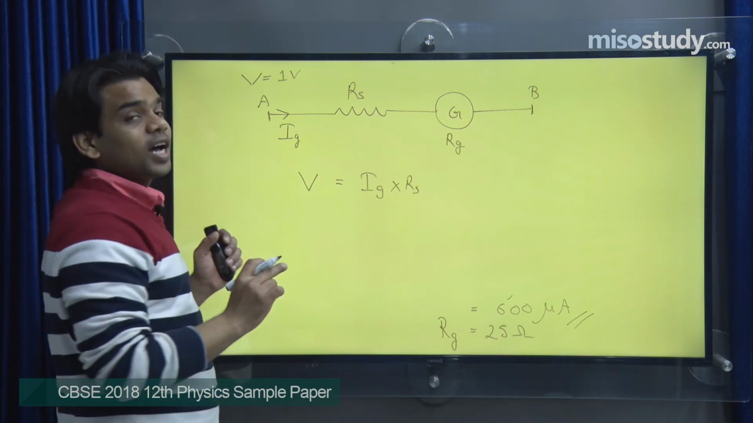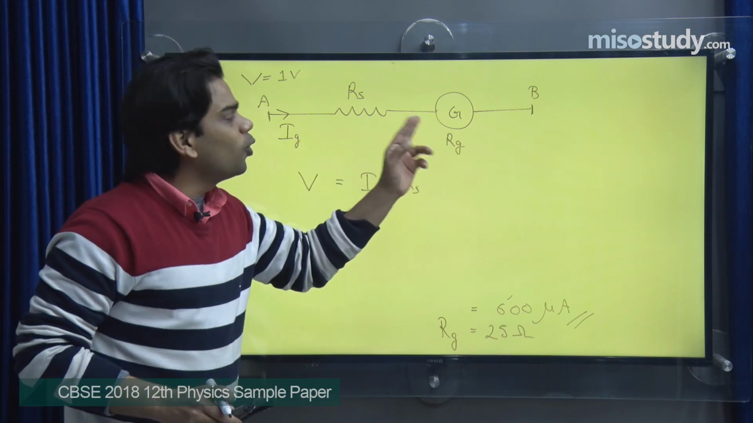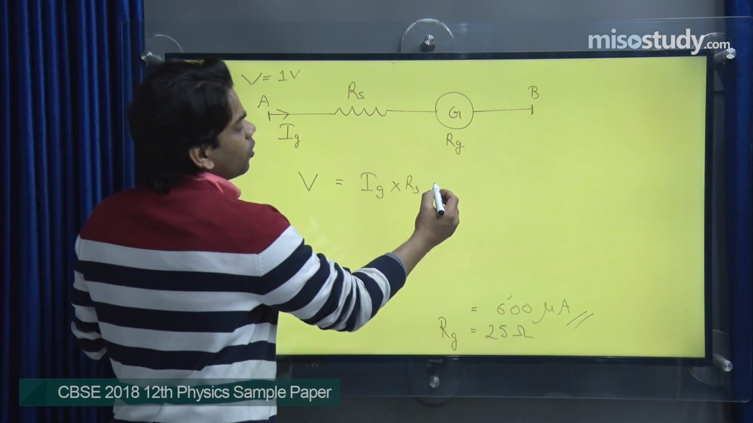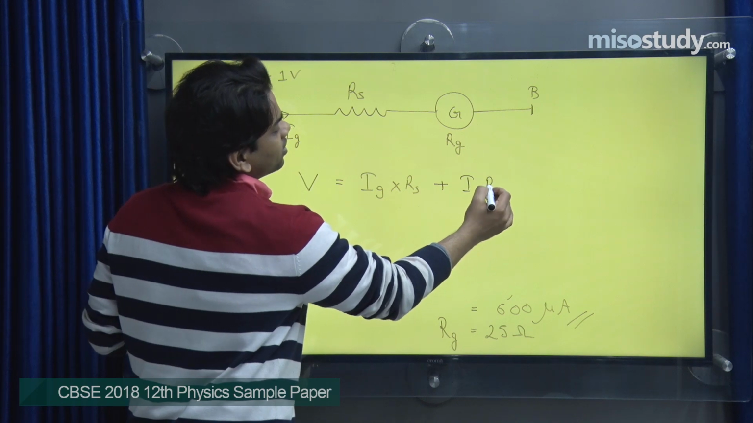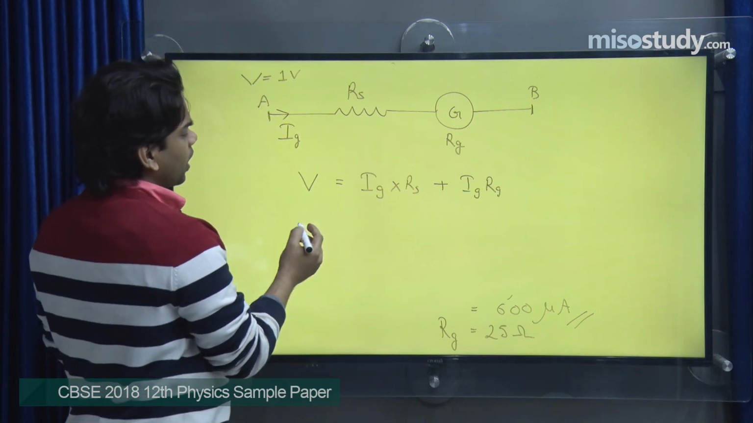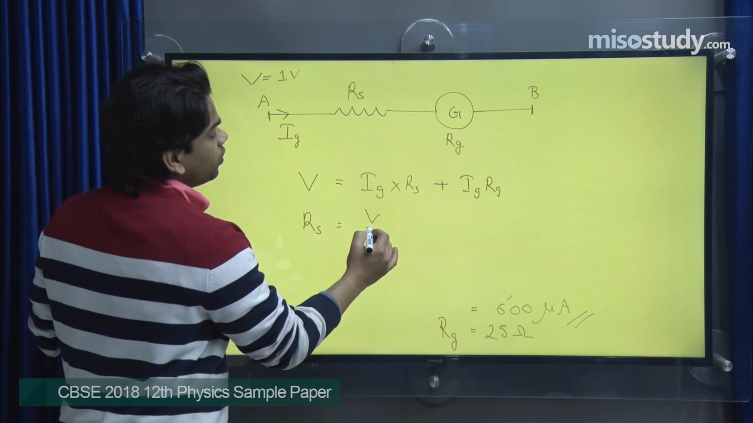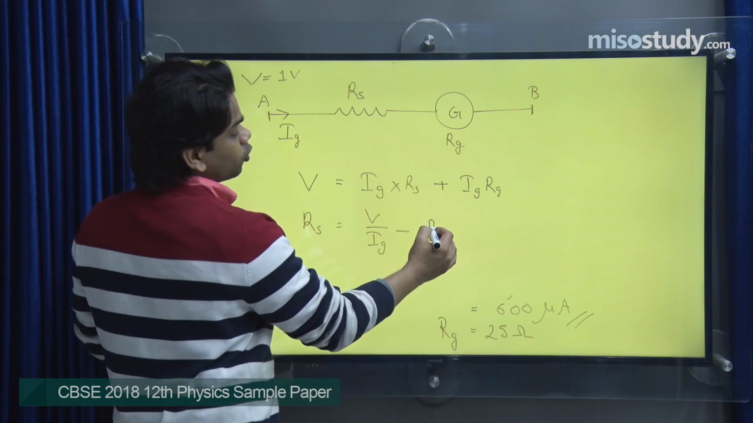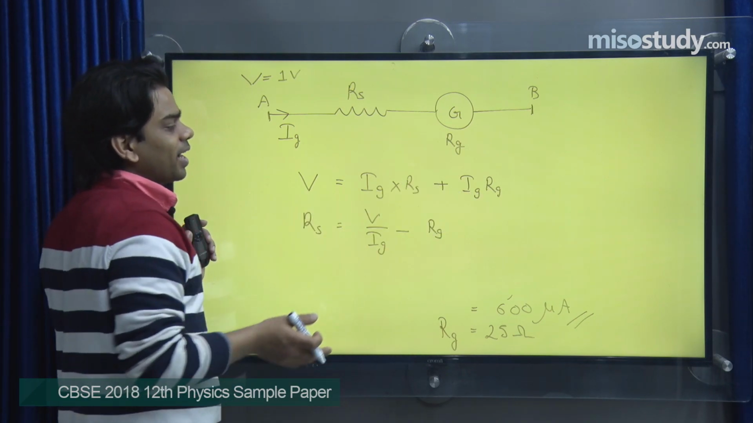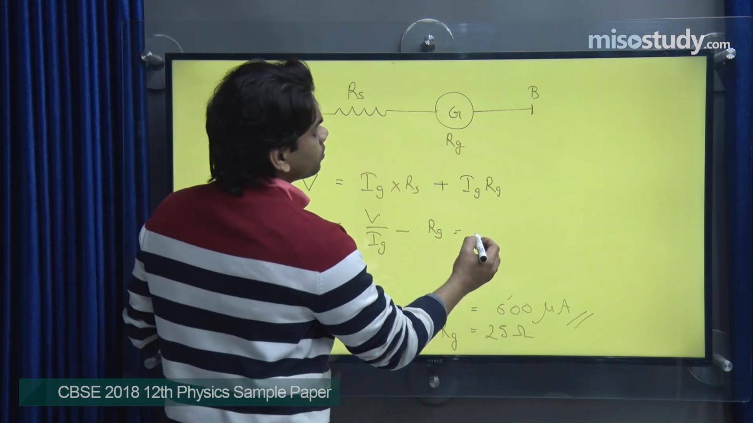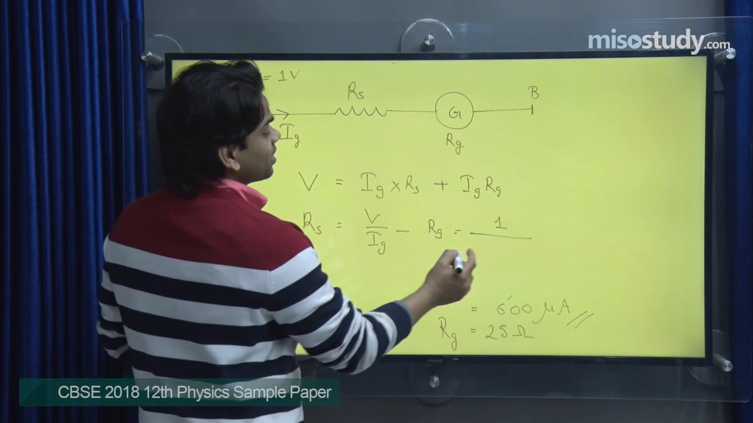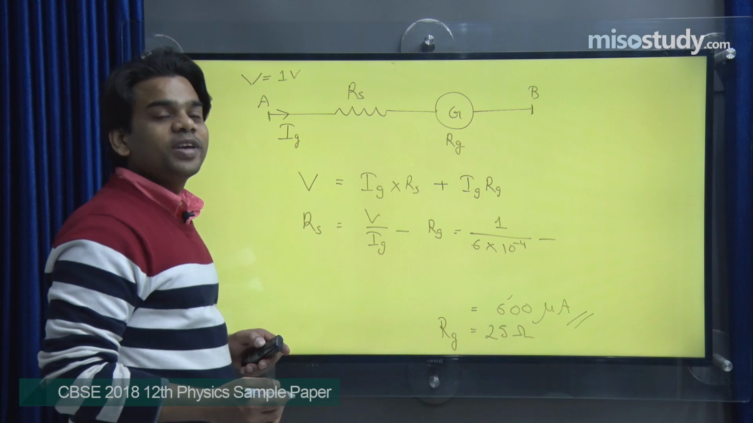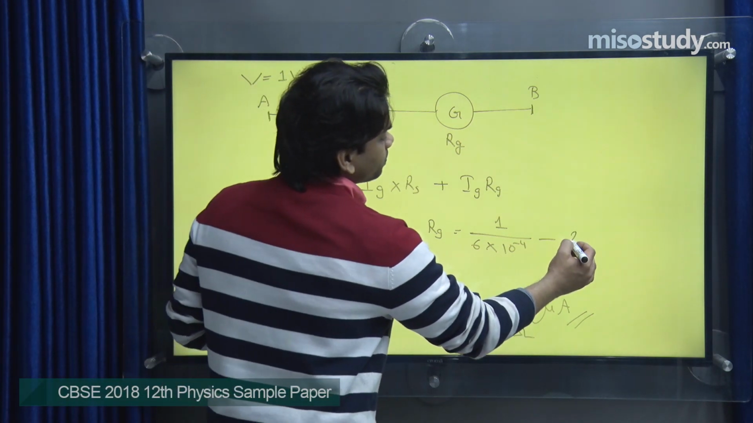Why am I writing Ig? Because Ig is the maximum current that can flow through the galvanometer resistance. So we cannot increase current further more than this. So I am taking the maximum value, plus Ig into Rg. We know V is 1 and we want the value of Rs. So Rs will come out to be V upon Ig minus Rg, because Ig into Rg, take here, divide by Ig, you will get this. Now substitute the values, you will get V as 1, Ig, that is 6 into 10 to power minus 4, minus the value of galvanometer resistance, that is 25 ohm.